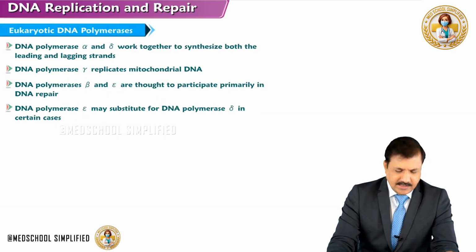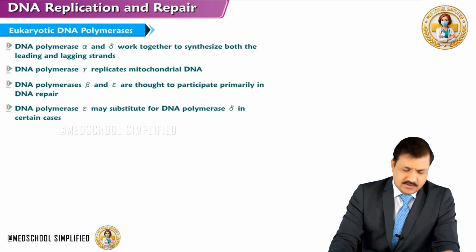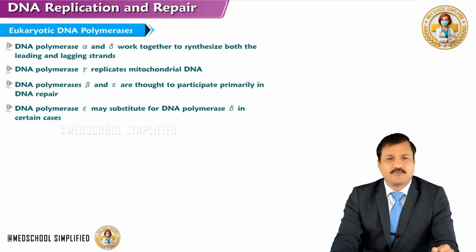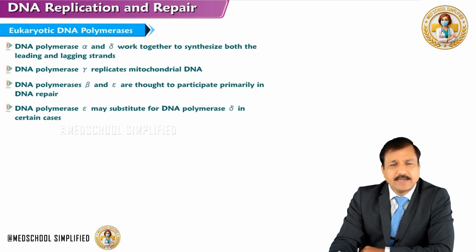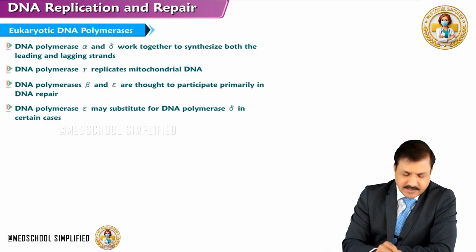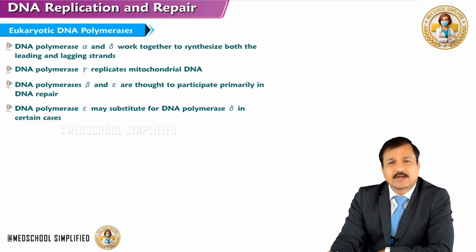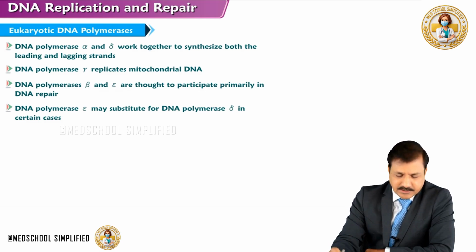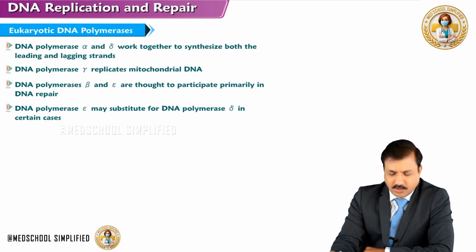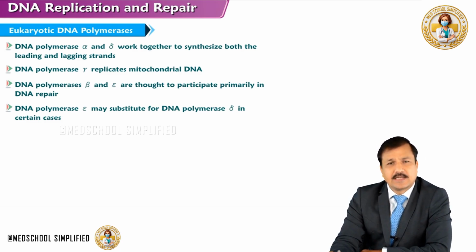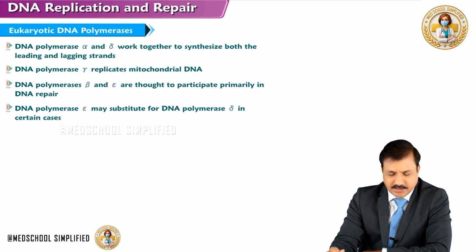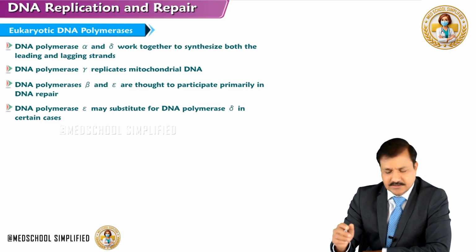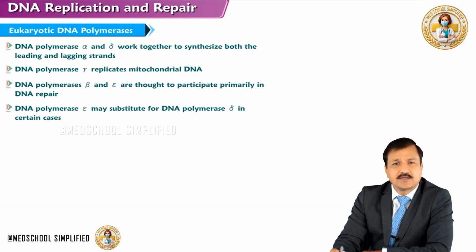Now, eukaryotic DNA polymerases. DNA polymerases alpha and delta work together to synthesize both the leading and lagging strand, whereas DNA polymerase gamma replicates mitochondrial DNA. And DNA polymerase beta and epsilon are thought to participate primarily in DNA repair mechanisms, and DNA polymerase epsilon may substitute for DNA polymerase delta in certain cases.